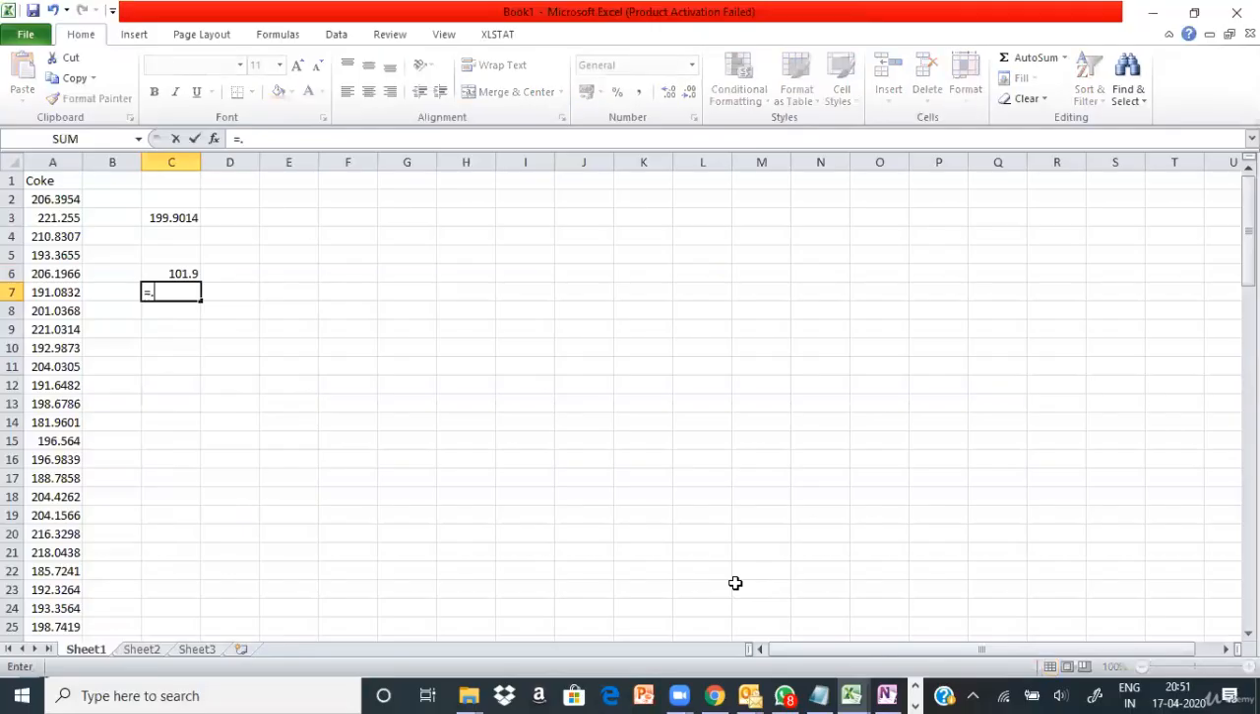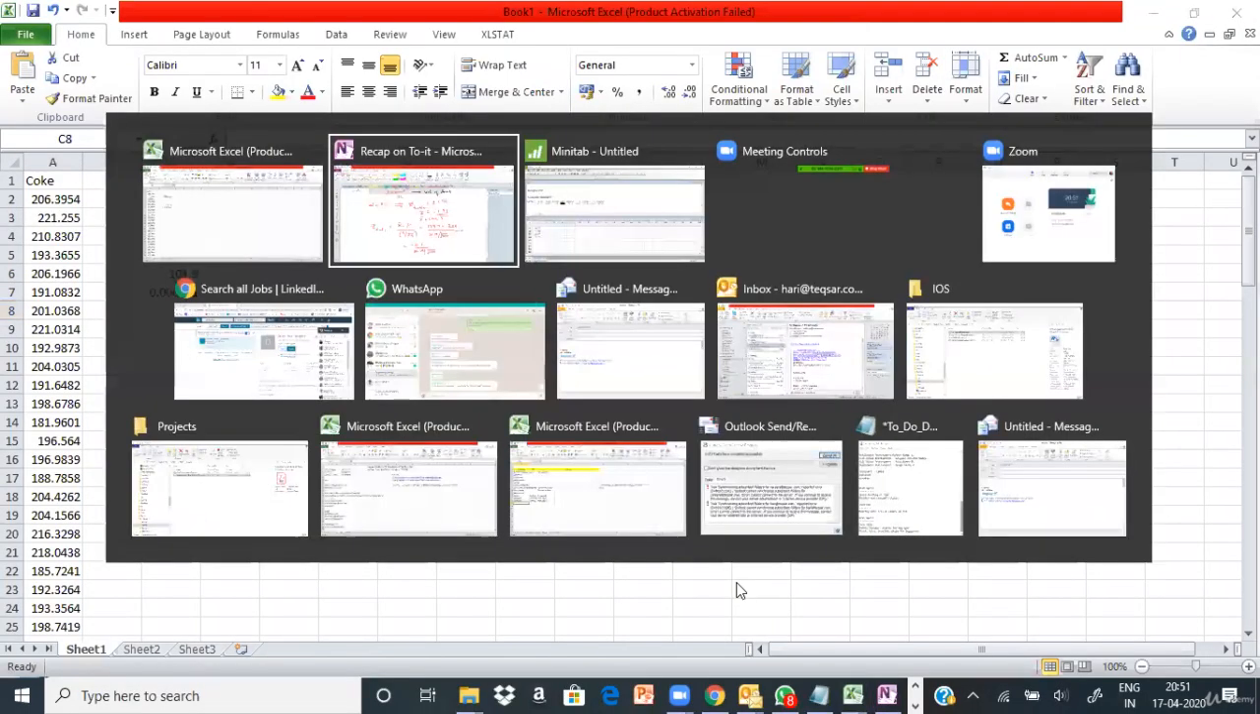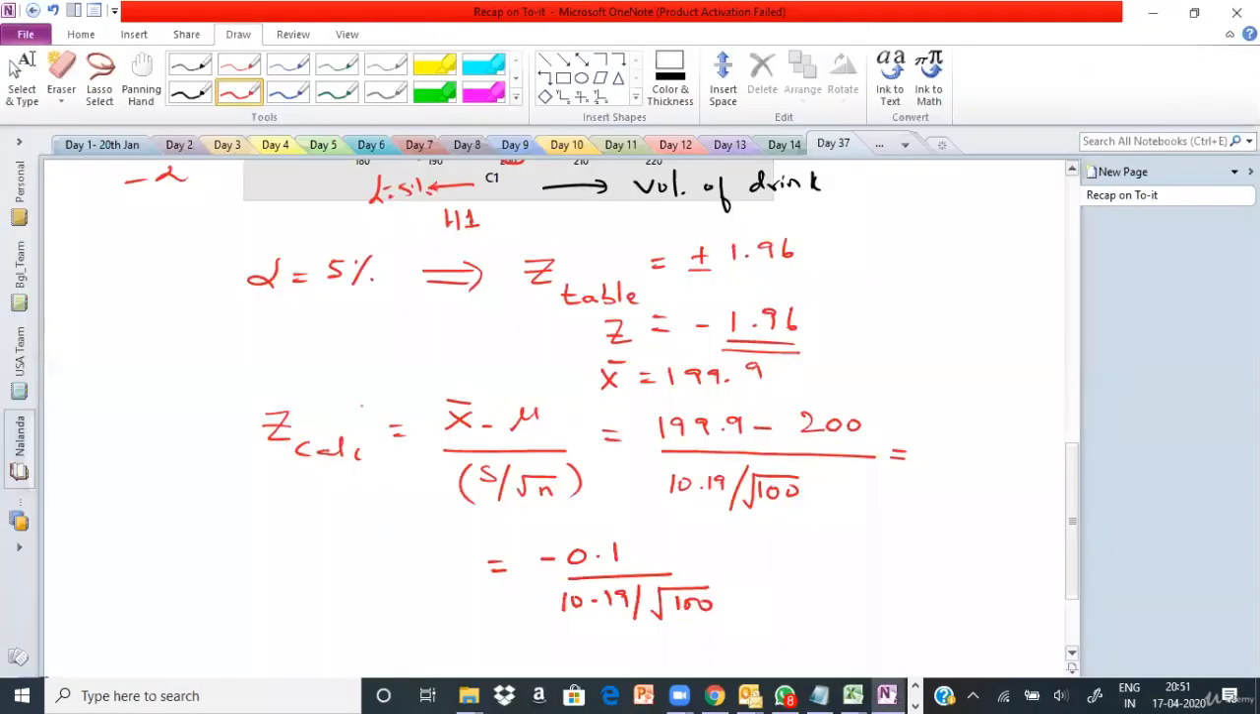Now 0.1 divided by this value. It is 0.009. Right? So which is close to 0.001 if I round it up. Friends, are you with me?